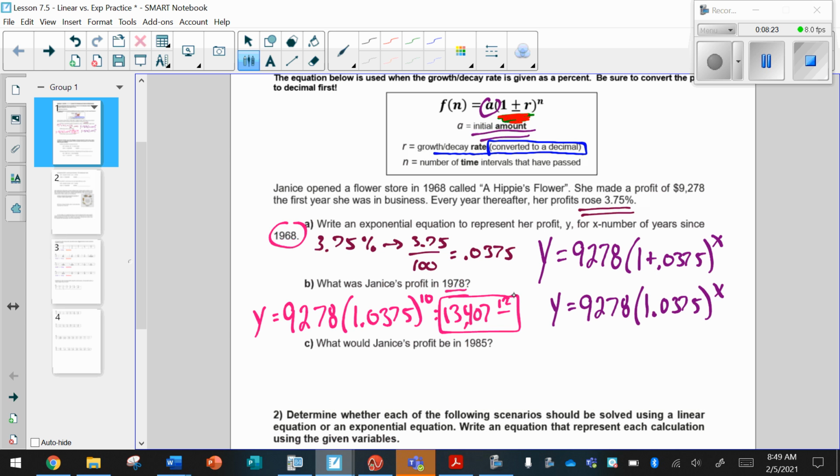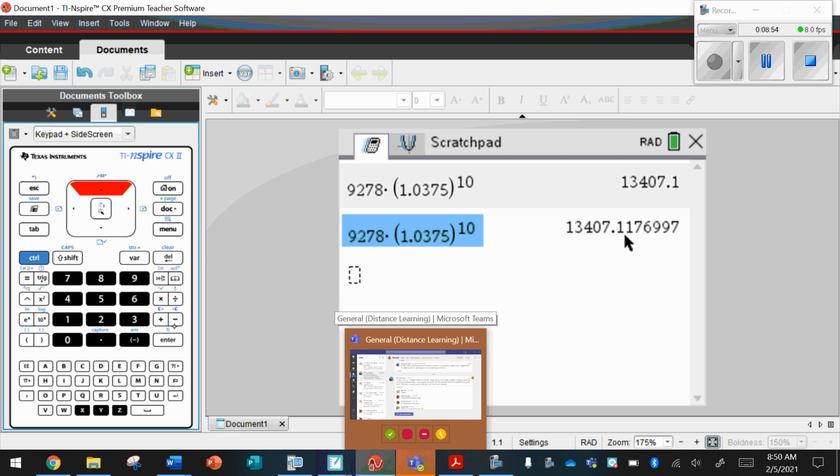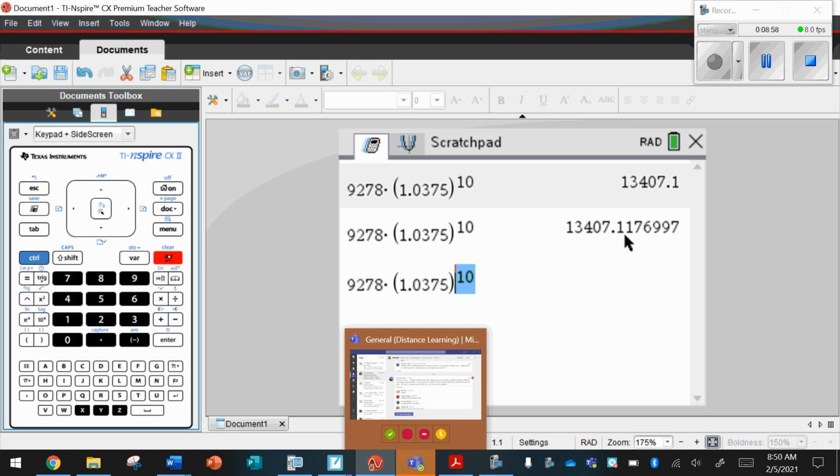All right, so what would Janice's profit be in 1985? So let's figure out how long that's been. 1985 and 1968 is a difference of 17 years. So that gives us a new exponent to try. With her starting profits of 9,278, times 1.0375 to the 17th power. So I'm going to go back to my calculator, and I can just use my up button to get my previous calculation, change my exponent of 10 to an exponent of 17, and now it's $17,348.11.